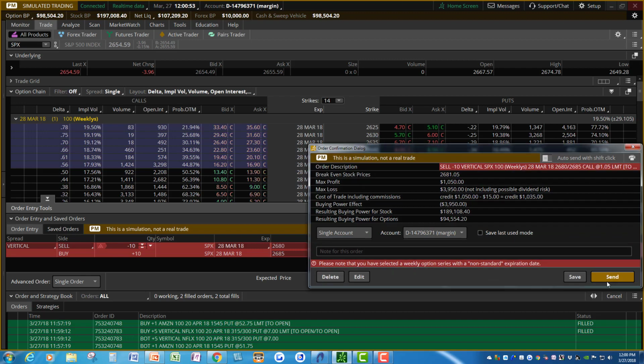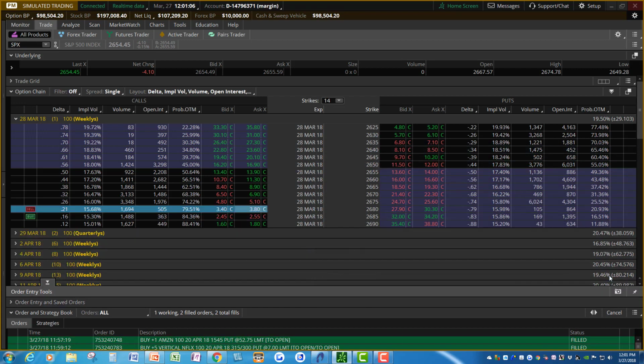We'll go ahead, confirm and send. It says sell the 10 vertical. All right, it tells us what our price is going to be, and what our max loss is, $3,950. Our max profit, $1,000 in this case. So we're going to hit send.